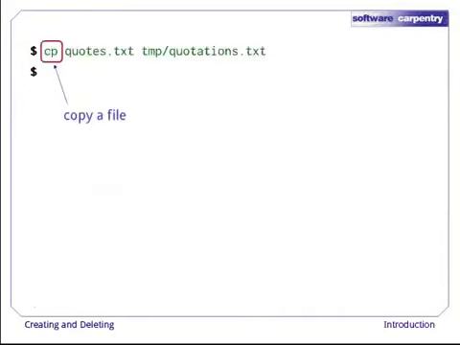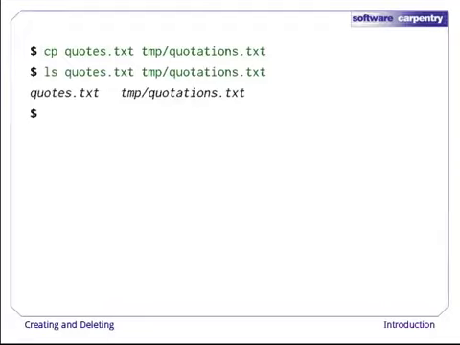The cp command works very much like mv, except it copies a file instead of moving it. We can check that it did the right thing using ls with two paths as arguments. Like many other Unix commands, ls can process up to thousands of paths at once.